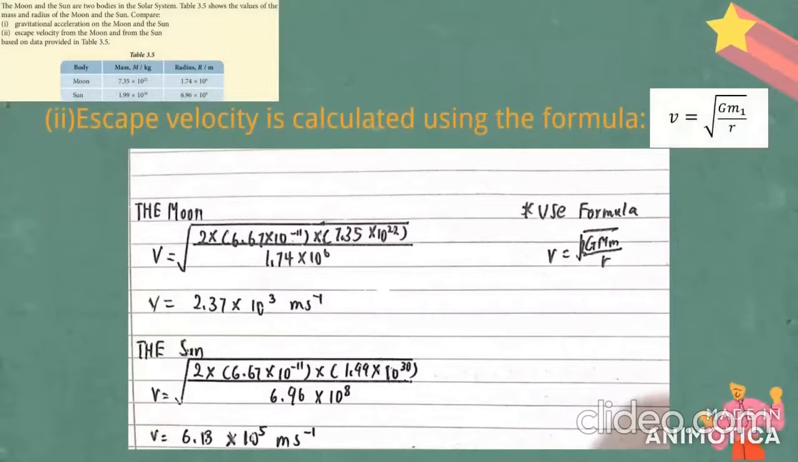The second question, escape velocity is calculated using the formula v equals square root of 2GM over r. The moon's escape velocity is calculated using the formula, and we will get v equals 2.37 times 10 to the power of 3 meters per second, while using the formula to calculate the sun's escape velocity, we will get v equals 6.13 times 10 to the power of 5 meters per second. Using the formula that I stated, v equals square root of 2GM over r.